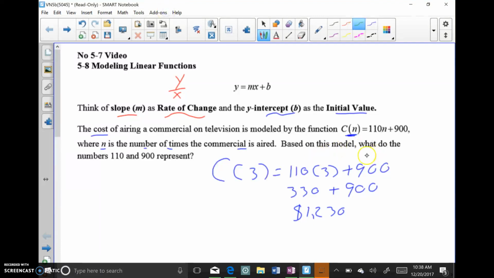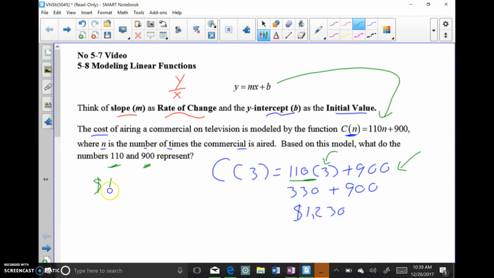What they want to know is, based on this model, what do the numbers 110 and 900 represent? Well, doing this little demo here I think is very helpful. Notice whatever number I plugged in, I plugged in a 3 here. If I plugged in a 5, or a 7, whatever my input is, I have to multiply 110 by that. So 110 is essentially acting as our slope here. This is kind of your mx plus b. And so 110 is the cost per airing of the commercial, the amount of money it costs each time to air the commercial.